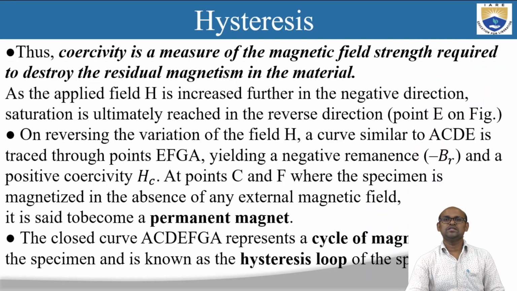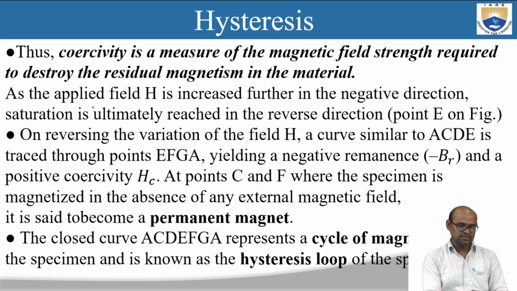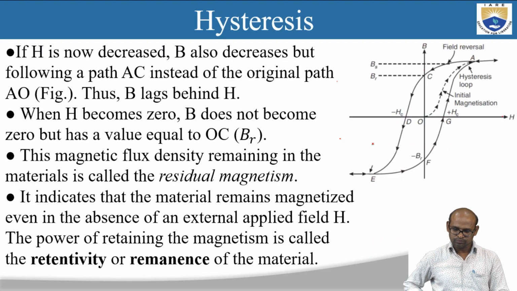So thus the coercivity is a measure of the magnetic field strength required to destroy the residual magnetism in the material. Okay, so we are defining coercivity as a measure of the magnetic field strength required to destroy the residual magnetism in the material. So we have discussed all this, right? As the applied field H is increased further in the negative direction, saturation is ultimately reached in the reverse direction, and reversing the variation of the applied field, a curve similar to the earlier one is obtained.